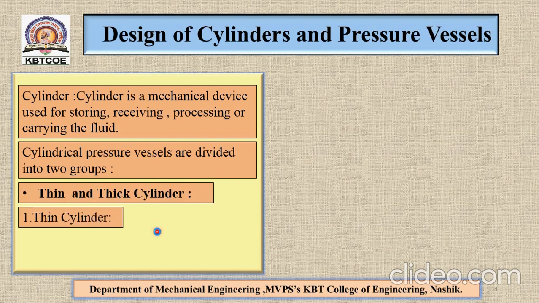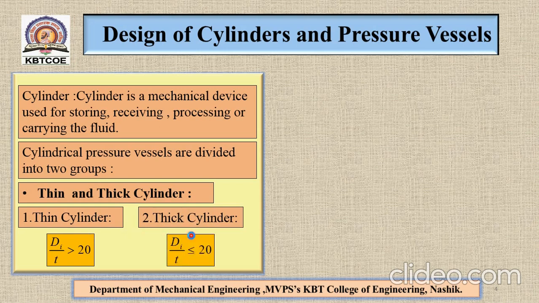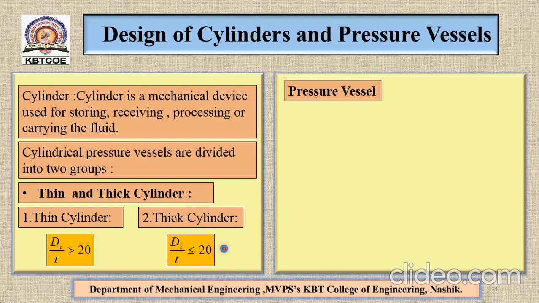Now what is thin cylinder? When the Di by T ratio is greater than 20, that cylinder is called a thin cylinder. Now Di is the inside diameter of the cylinder, and T is the cylinder wall thickness. When this ratio is greater than 20, that is called a thin cylinder. Now next, thick cylinder. When the ratio Di by T is less than or equal to 20, that cylinder is called a thick cylinder.